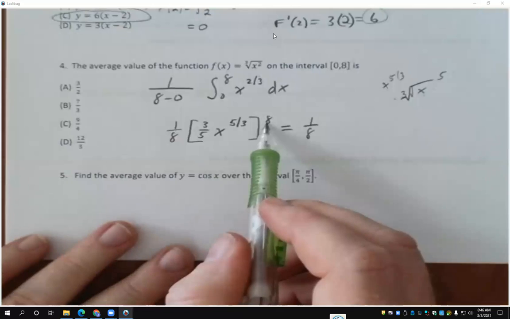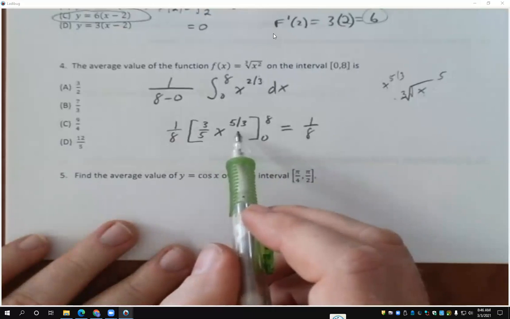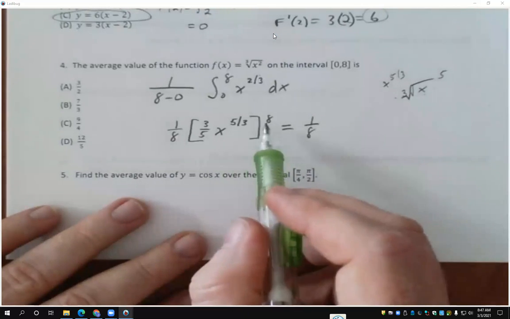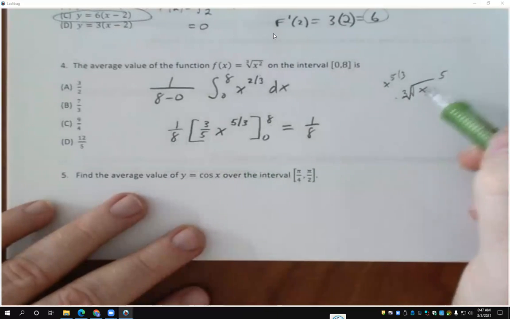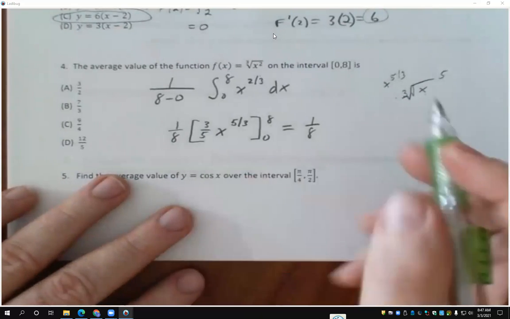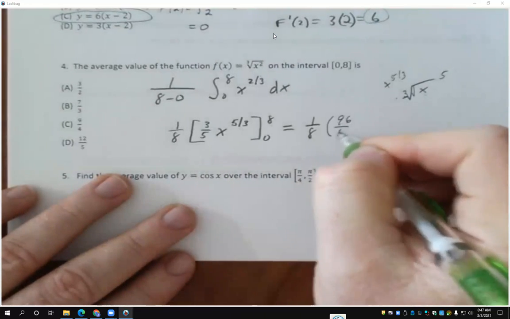So when I'm plugging in an 8, I'm not going to raise 8 to the 5th first, because without a calculator I don't know what that is, but I can do the cube root of 8. The cube root of 8 is 2. Now I'm going to do 2 to the 5th, which is 32. And now I have to multiply that by 3/5. So 32 times 3/5 is 96/5.